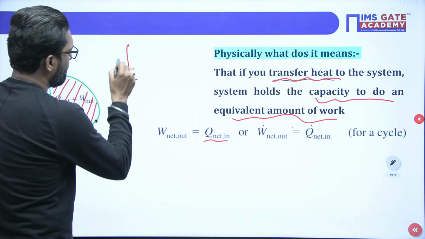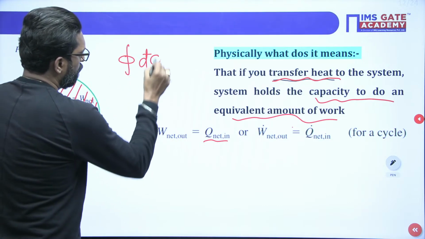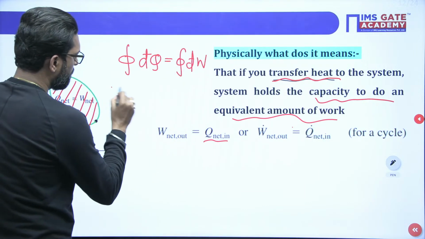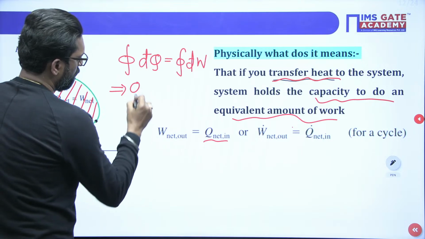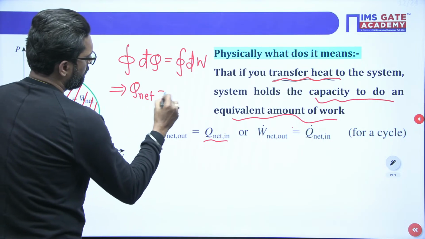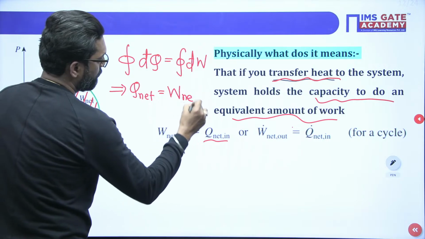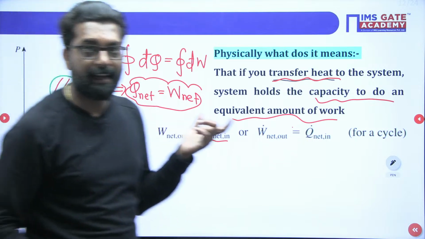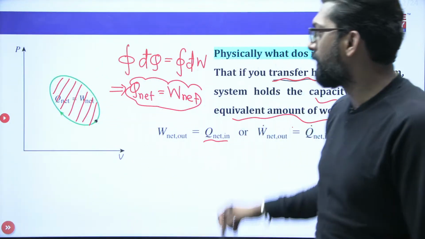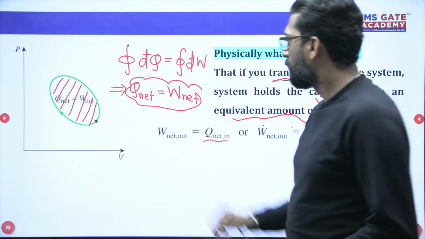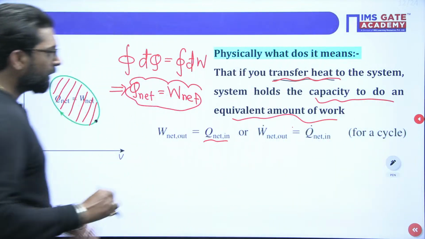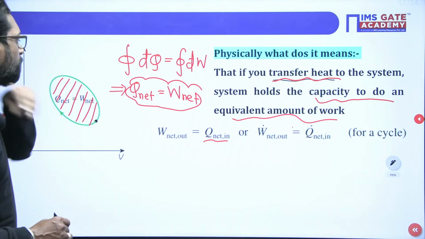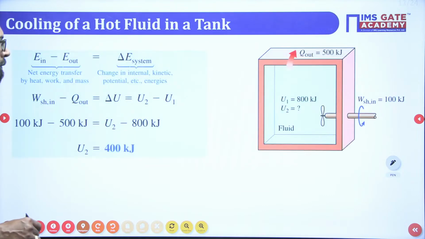The cyclic integration of dQ is equal to the cyclic integration of dW. That means you can also write Q net is equal to W net, and both are in the same sense. That means the area you have to calculate during the cycle, that equivalent area is also measured by the heat transfer. Okay, you can write like that. We cannot write like that for the process 1 to 2. This is for the cycle. Okay, done.